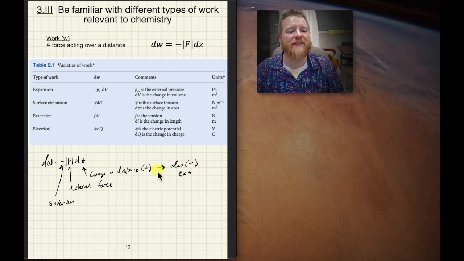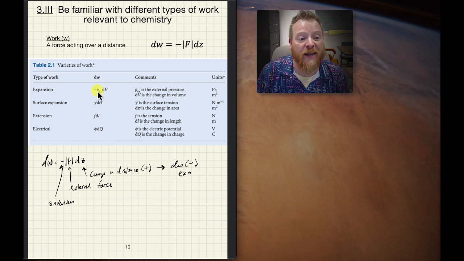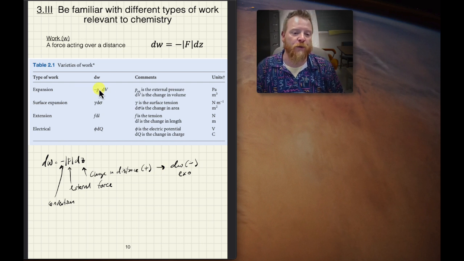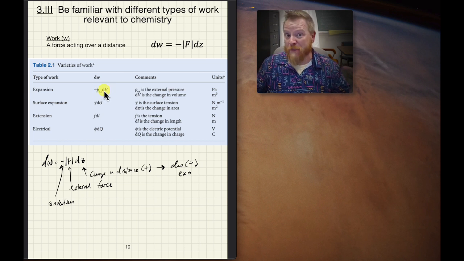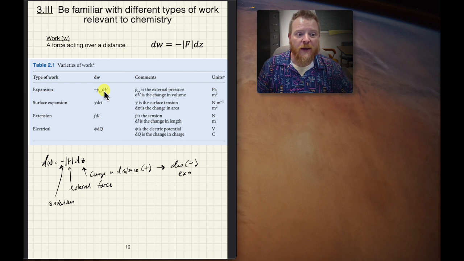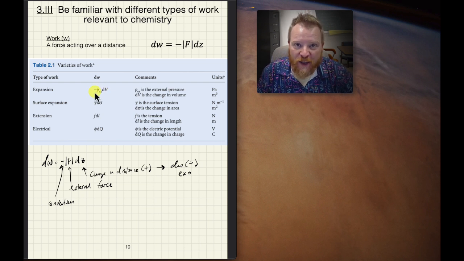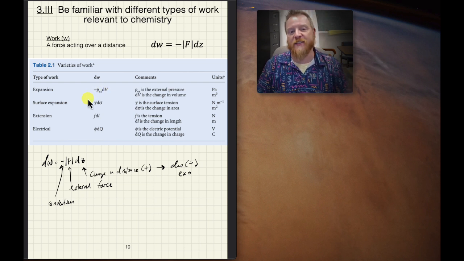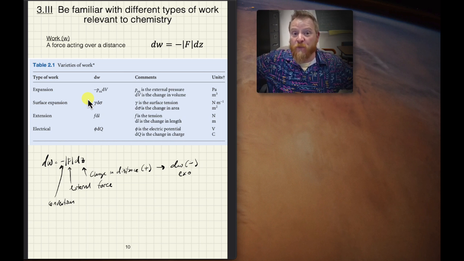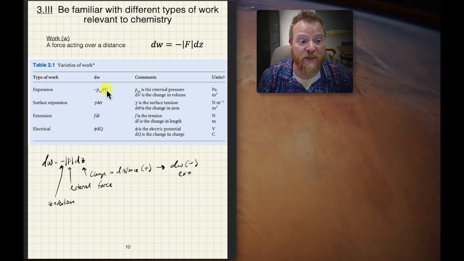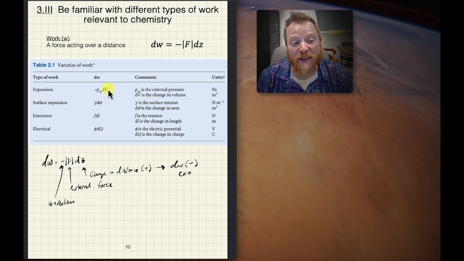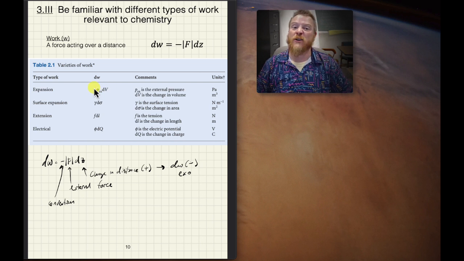This is easiest viewed when thinking about expansion, and we'll go through this in some more detail in a moment. But if we can imagine the volume of something expands, and we've got that negative sign right there, that tells us that the system was working on the surroundings. Or if the volume compresses and now dV is negative, that's a negative times a negative, so that tells us the surroundings were working on the system.